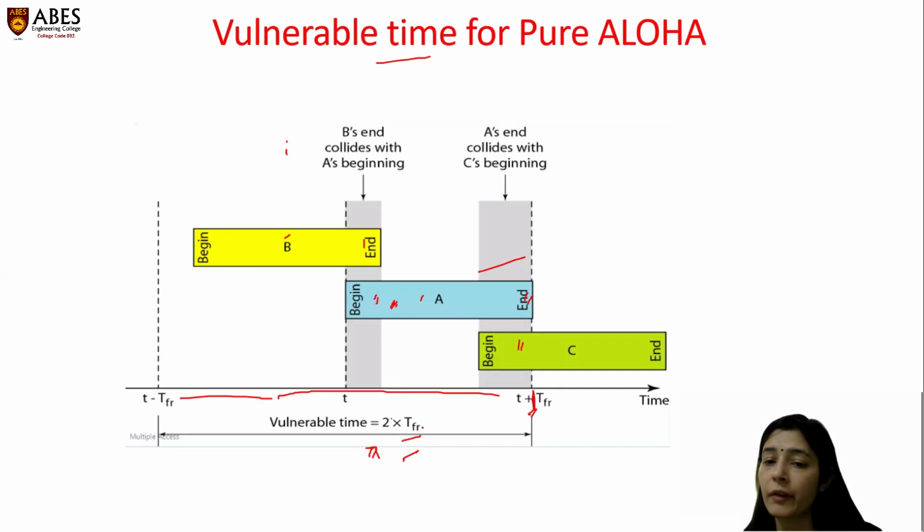Here TFR is the frame transmission time. If all other stations wait for this period of time, then definitely the frame sent by station A will successfully reach the destination. So that's why this is the time during which there is a possibility of collision, and this is the vulnerable time in case of the pure Aloha protocol.